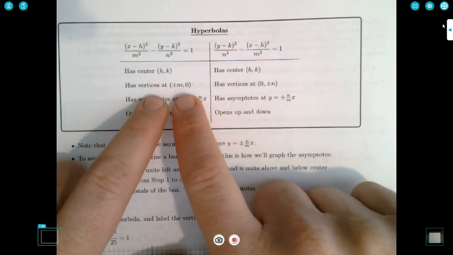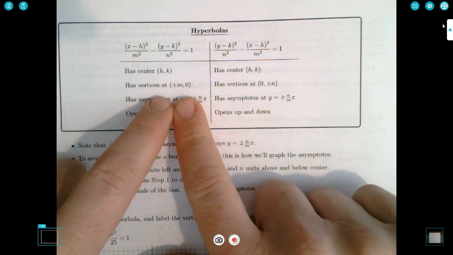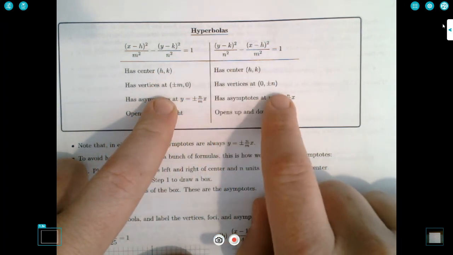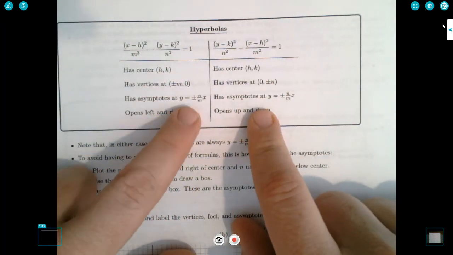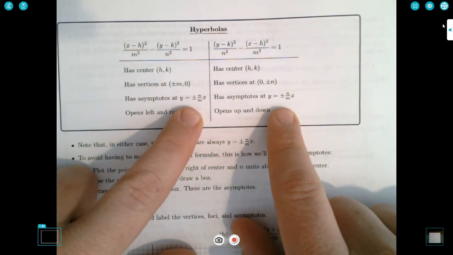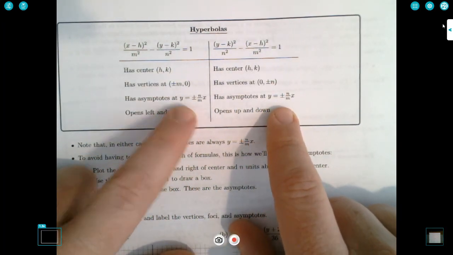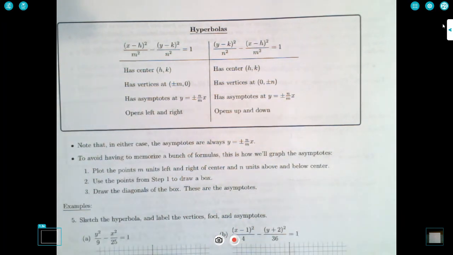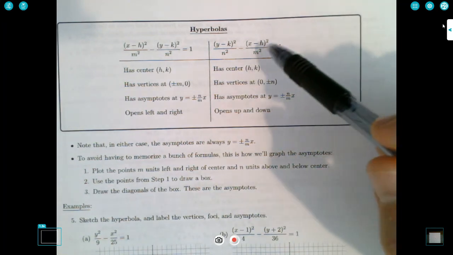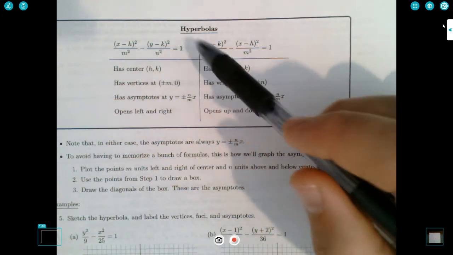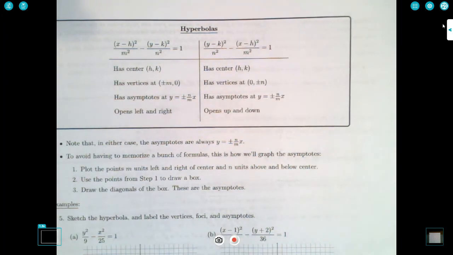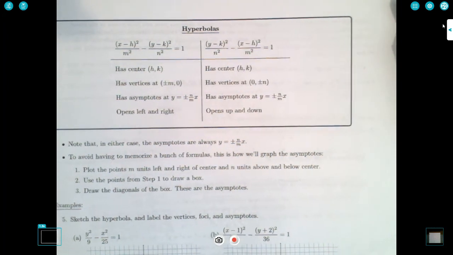This one will have vertices at plus and minus m. This one will have vertices at plus or minus n. Okay? And the asymptotes in both cases are y equals plus or minus n over m times x. Now again, this is just using the formulation where m is always the thing you're dividing x by and n is always the thing you're dividing y by. So don't get that confused with a and b.